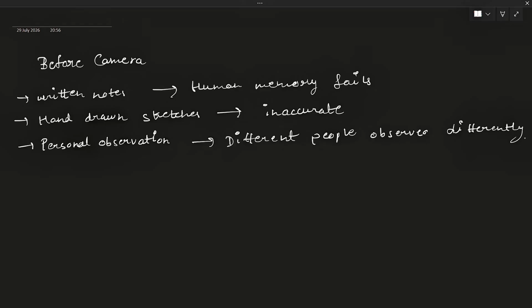Photography did not replace observation. It improved observation. Even today, investigators prepare sketches and written notes, but photographs provide visual confirmation of everything present at the scene. Okay, so let us move to the history of scientific development of photography. The history of photography is usually explained through three important scientists. Let's move to the history page.